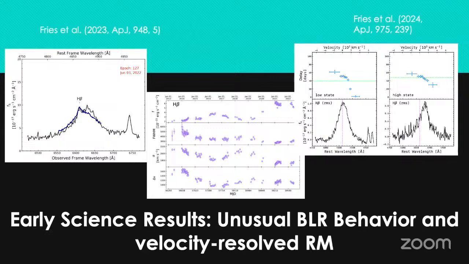So the first paper came out just kind of showing this interesting behavior. We then followed it up with some reverberation mapping where we got velocity resolved results that show that different emission lines seem to show different kinematic structures in the broadline region. We also see weird changes. So this is just a very strange object, and it makes us wonder how many of our objects are like this, because this one in particular is doing things that we just don't often see.